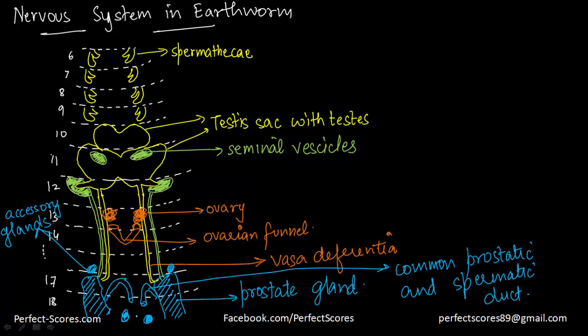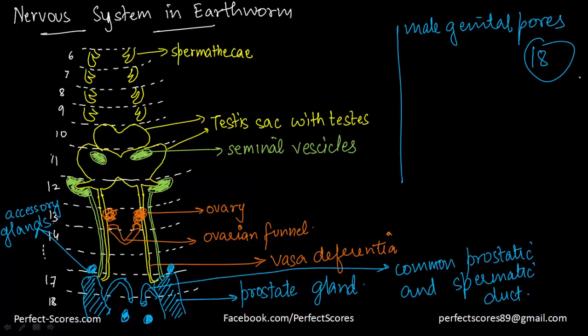It opens into the exterior by the pair of male genital pores that we did just previously. That is on the ventrolateral side of the 18th segment. So let me put it down over here also. The male genital pores, they open up into the 18th segment.